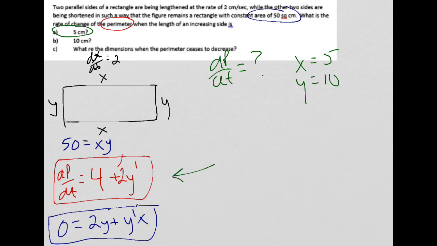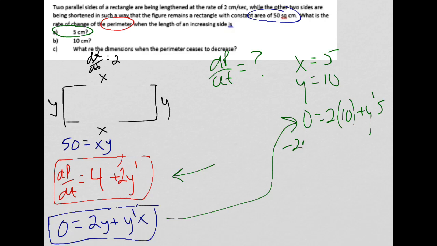I get that by dividing 50 by 5. And now I can use that equation. I know 0 equals 2 times y, which is 10, so 2 times 10, plus y prime times 5. If I multiply and move that over, I get minus 20 equals 5y prime. Divide by 5, I get y prime equals minus 4.